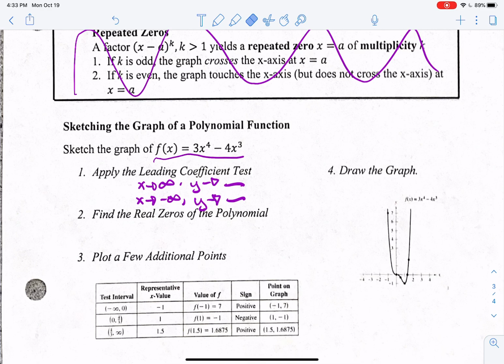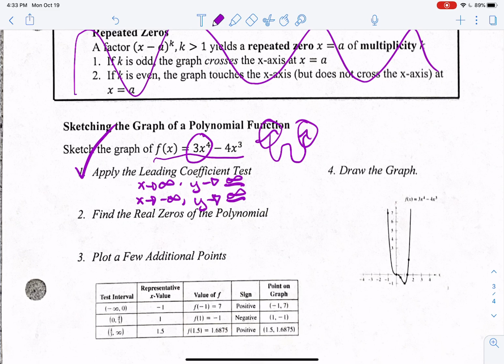So this is a positive x to the 4th power, so he's going to do a W, something of that nature. And he's going positive both directions. So I'm going to put positive infinity, and number 1 is done. Number 2, find the real zeros.